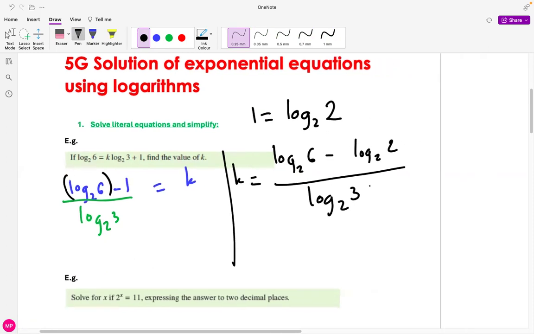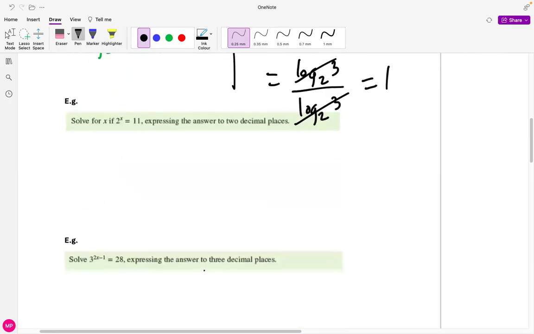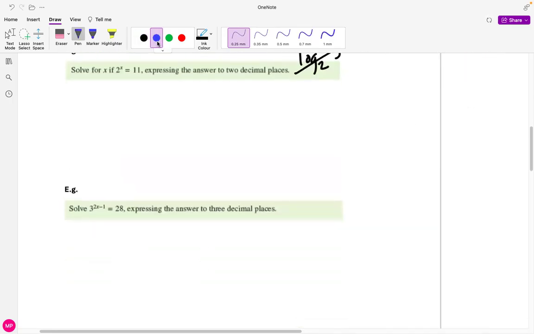This takes away the log. When we combine, we divide them. So it's log 2 of 6 over 2, over log 2 of 3. And then 6 divided by 2 equals 3, so we can write that as log 2 of 3 divided by log 2 of 3. Luckily, they're the same number, so they cancel themselves, and it gives you 1. So k equals 1.